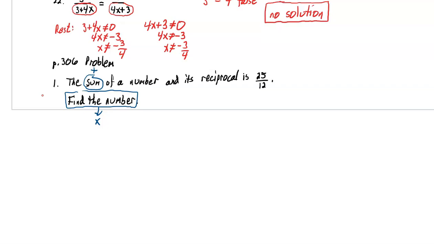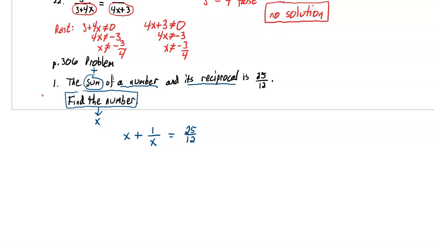Now let's read further to know what we're going to add. One of the things in the sum is a number. That was x. The other thing that's mentioned is its reciprocal. The reciprocal of a number is when you flip it upside down or when you put a 1 on top of the number. Now it says is, that's an equals, and then it says 25/12.